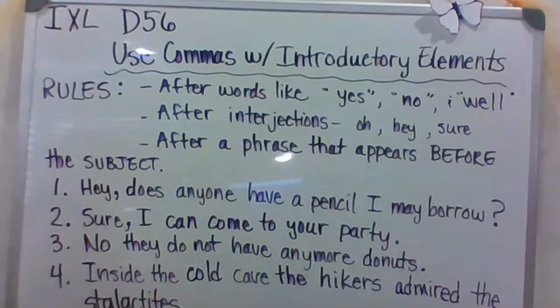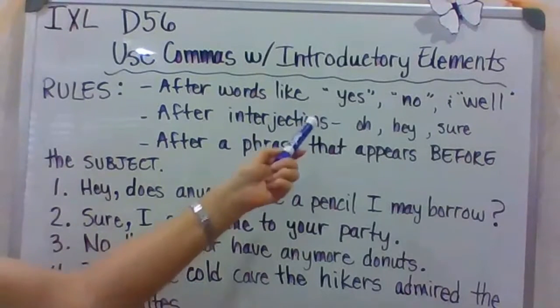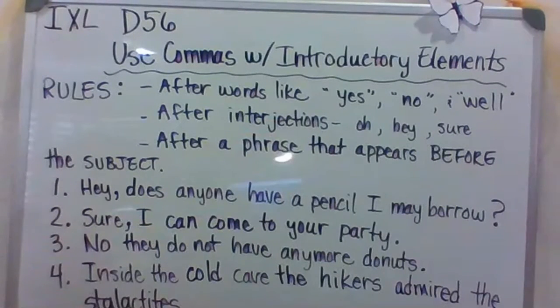Okay, number 3 says, no, they do not have any more donuts. So again, I've given you an example of words like yes, no, and well. You put a comma after. I will tell you, on IXL, they may try to trick you. So again, I've told you that there will be some sentences that are correct. So what if there was a sentence that said, oh, it used the word no, but there was no need for it to have that pause.